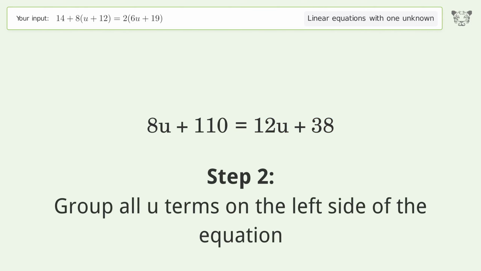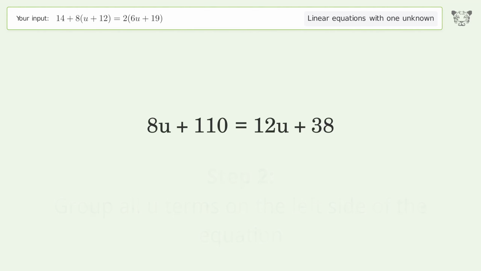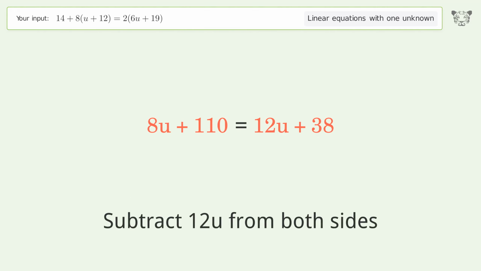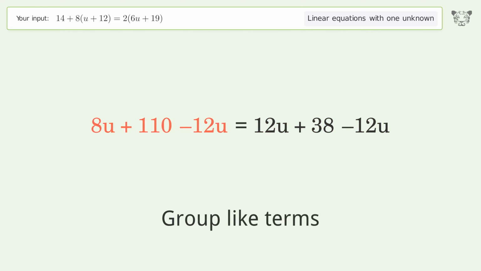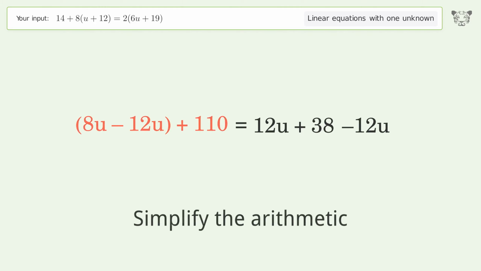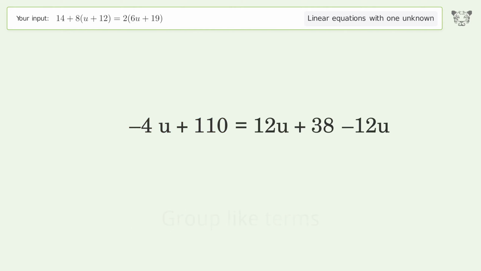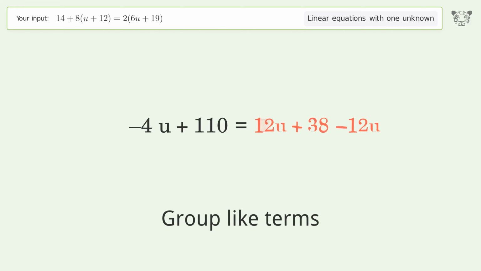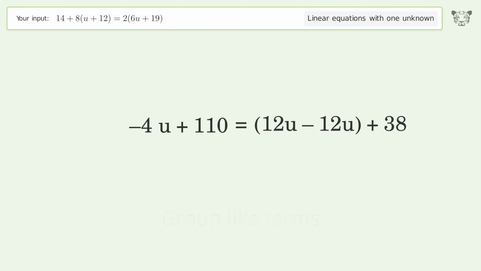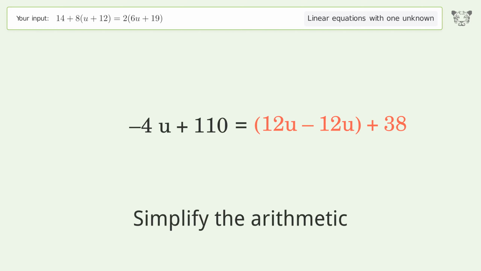Group all u terms on the left side of the equation. Subtract 12u from both sides. Group like terms. Simplify the arithmetic. Group like terms. Simplify the arithmetic.